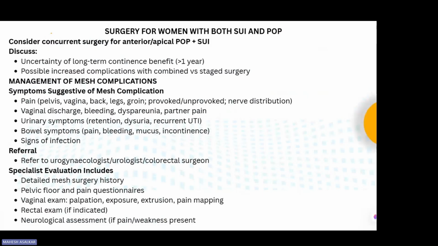And next is the surgery for women with both SUI and pelvic organ prolapse. Concurrent surgery for anterior or apical pelvic organ prolapse and SUI, okay, that can be performed. However, uncertainty of long-term continence benefit for more than 1 year needs to be discussed, and possible increased complications with combined versus staged surgery. Okay.